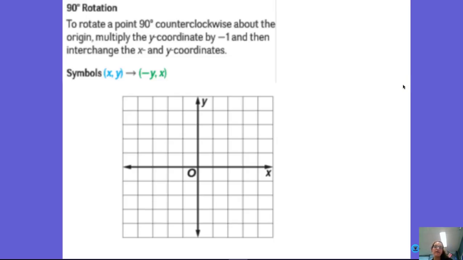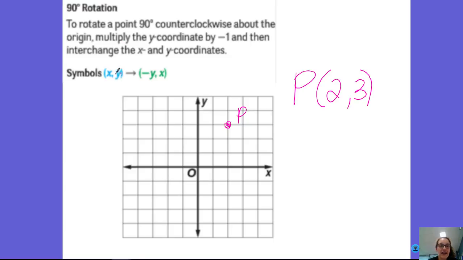So not only can we reflect and translate points, we can also rotate them. We're going to start just by talking about a 90-degree rotation. Let's say I have my original point P at (2, 3). So it's going to be right here in the first quadrant. Here's point P.